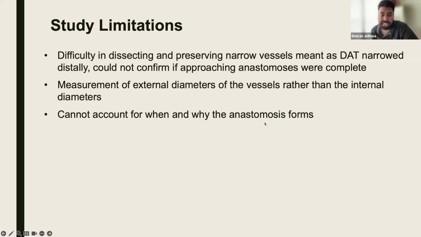Last, we cannot account for when and why the anastomosis formed because of the cadaveric study. That's why we attended our third aim, to try and learn more about the existence and kind of speculate why they may be occurring in the first place.